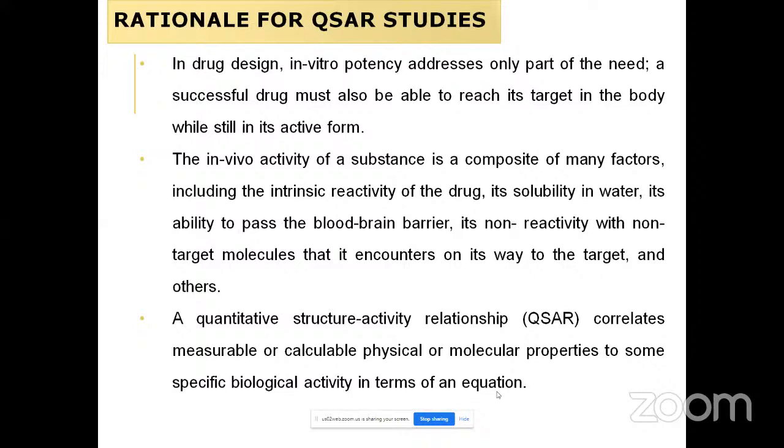Now, the in vivo activity of a substance is a composite of many factors, that everyone knows, including intrinsic reactivity of drugs, solubility and physiochemical properties, or ability to cross the BBB. It's non-reactivity with the non-target material, that is steric behavior. So, in QSR technology, we can correlate the measurable, calculable, physical or molecular property to some specific biology in terms of an equation. Means in the QSR way, we can correlate the dynamic contribution and also the kinetic contribution of that molecular system towards the biological activity.